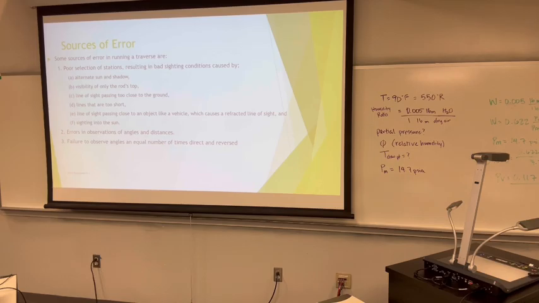Line of sight passing close to an object like a vehicle, which causes a refracted line of sight, and of course, sighting into the sun. I will also mention another thing in here that's not listed, heat waves. Even looking across a cornfield, you will see heat waves. It's not just looking across an asphalt parking lot on a summer day. I've even noticed heat waves in the wintertime, looking across cornfields. Too long of a backsight can be a bad thing. Too long a line of sight can be bad.